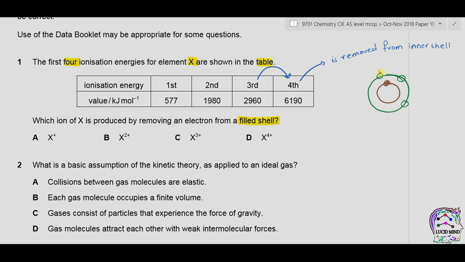Now removal of first electron will induce +1 charge, then second electron it will become +2 charge, then third electron +3 charge, and now fourth electron is removed from a filled shell, so now the charge will be +4. The answer is therefore D.